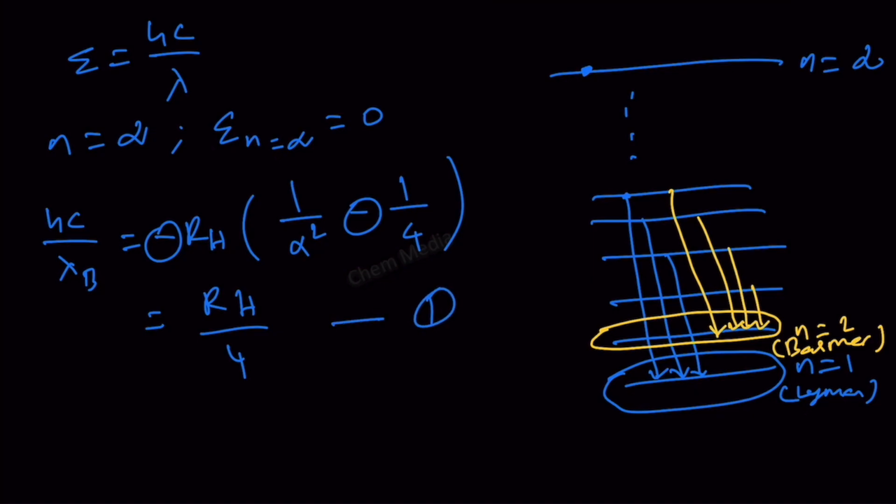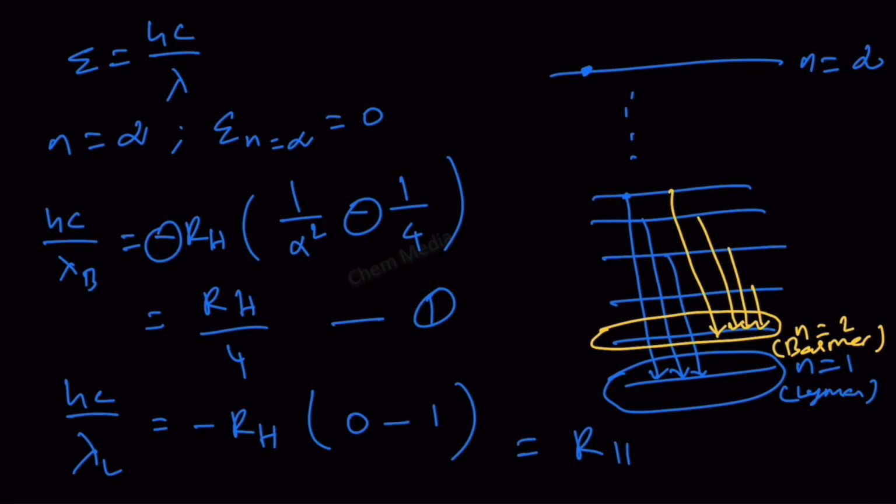And the other equation is Hc by lambda L, and that would be equal to minus Rydberg constant times 1 by infinity square, once again that is 0, minus 1 by n1 square. n1 value now is 1. So therefore 1 by 1 square, and that is equal to simply 1. So therefore this is equal to simply Rydberg constant. Let's keep this as equation 2.